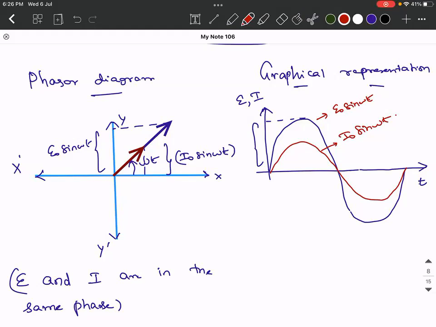So from this we can conclude. So what they are asking in your exam is, they'll give you a graph like this and say, this graph corresponds to which device? It corresponds to a resistor. Is it clear? So this is how it works.